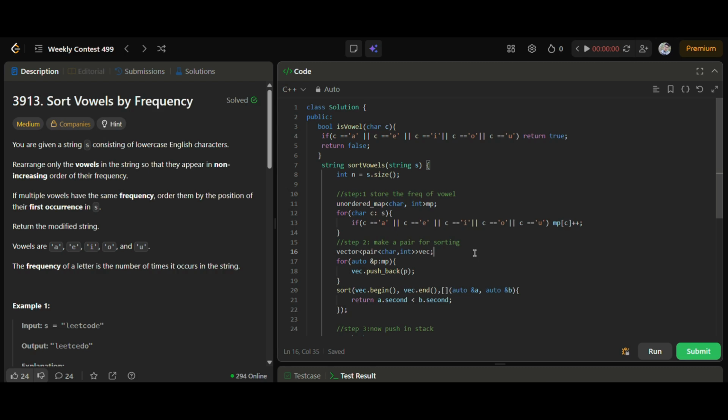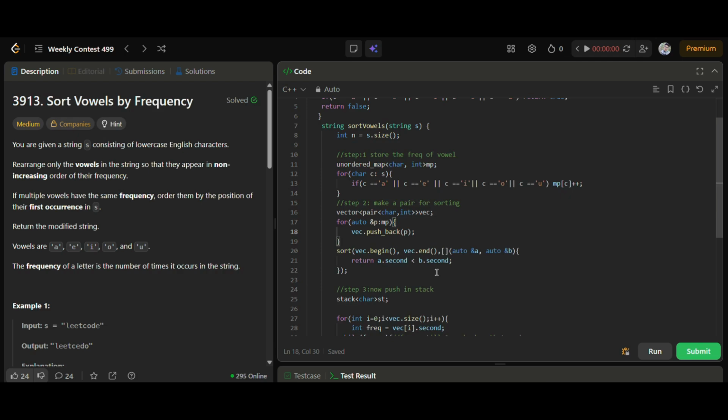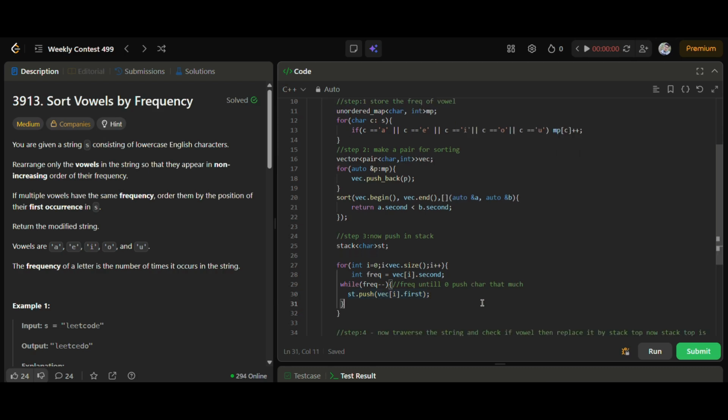You see that. So first of all, store the pairs in my vector and then sort it in ascending order. Then you use a stack and store the character until the frequency is zero. Store the character in the stack. So my lowest frequency character is at the bottom of the stack, because of last in, first out. So my most frequent character is also at the top.